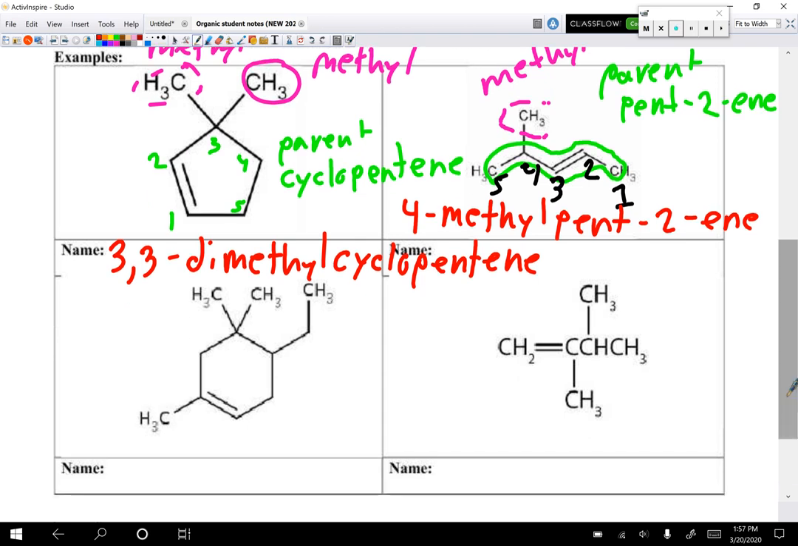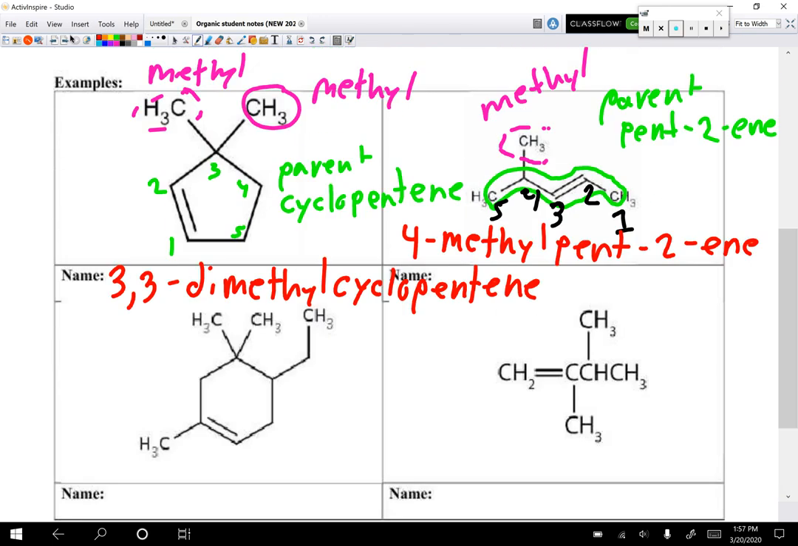All right. Now, what would be very handy is to pause this for a second and try the other two, and I'm going to put the names down very shortly.